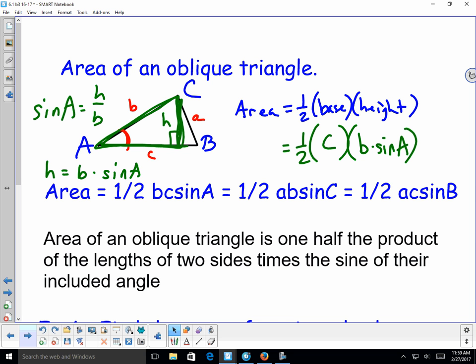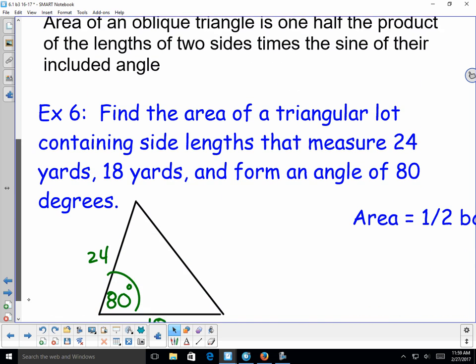So in this case, we were taking B times C, right, those lengths, times the sine of the included angle, and then times 1/2. All right, so that's that. Let's test this out now.